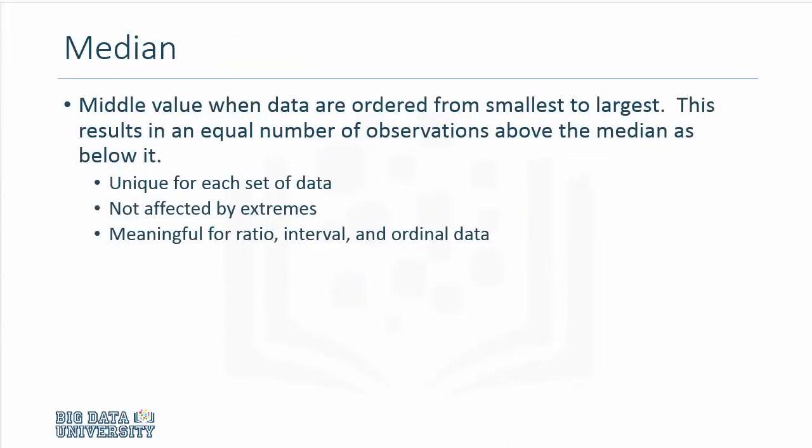Now, median is different from the mean. When you order the data from the smallest value to the largest value, the value in the middle, where an equal number of observations are above and an equal number of observations are below, is called the median. So if the median salary in some city is $45,000, it means that 50% of the people make more than $45,000 and another 50% make less than that.